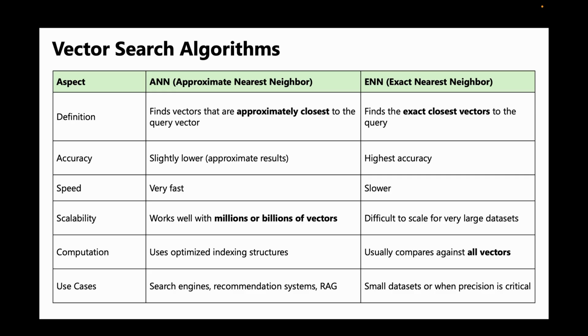When using exact nearest neighbor, the system compares the query vector with every vector in the database and returns the true closest vectors to the query. But this comes at a high computational cost, especially as the dataset grows. In contrast, approximate nearest neighbor sacrifices a small amount of accuracy in exchange for significant gains in speed and scalability.